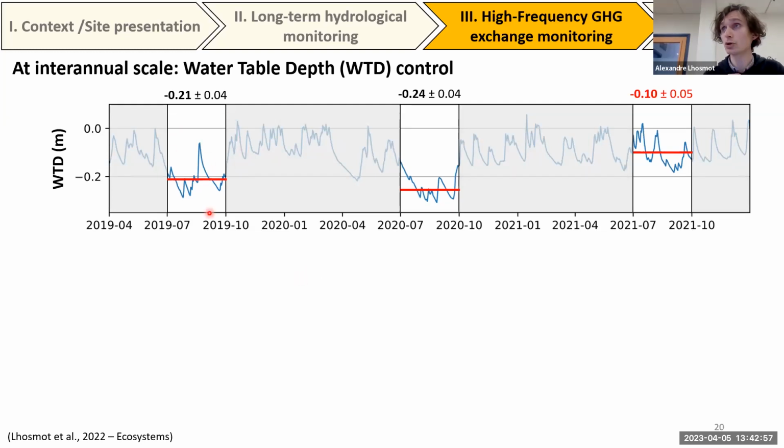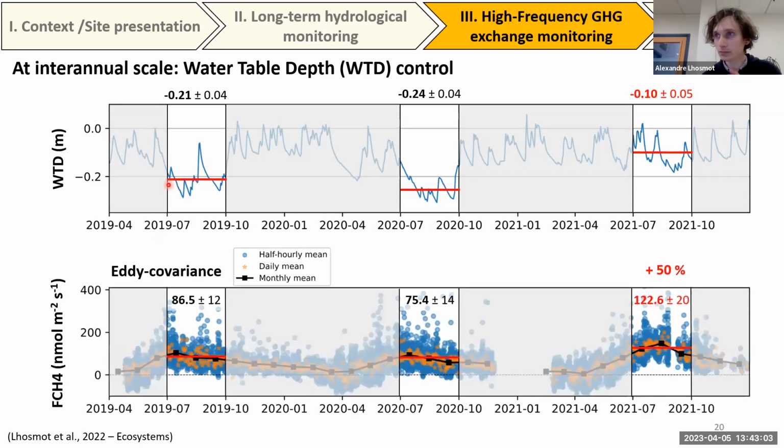And here we highlight a water table depth control of methane fluxes. The top graph is the water table depth curve, and at the bottom are the methane fluxes between the atmosphere and the peatland. Positive fluxes mean that methane is emitted in the direction of the atmosphere.